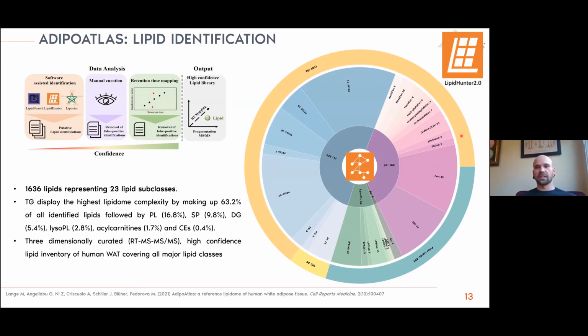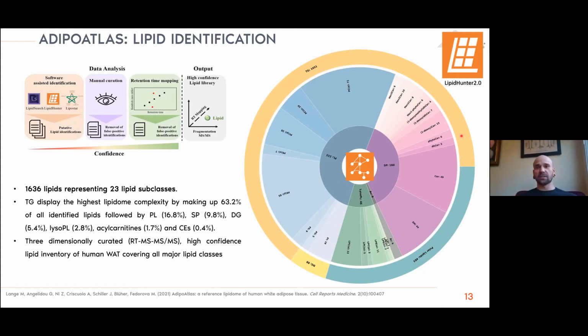We were able to identify over 1,600 lipids with very high confidence to the molecular species level. And we were even able to differentiate between usually hardly differentiable lipids like plasmalogen phospholipids and ether phospholipids, but also between dihydroceramides, ceramides, and sphingodiene ceramides.